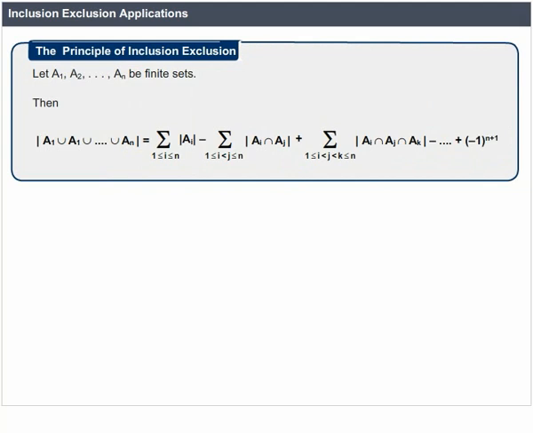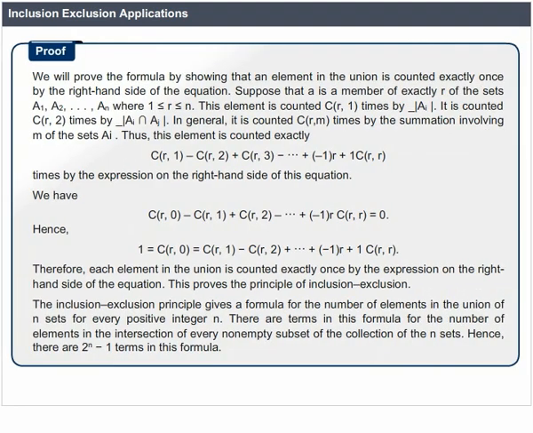Proof. We will prove the formula by showing that an element in the union is counted exactly once by the right hand side of the equation. Suppose that a is a member of exactly r of the sets A1, A2, ..., An, where 1 ≤ r ≤ n. This element is counted C(r,1) times by Σ|Ai|. It is counted C(r,2) times by Σ|Ai ∩ Aj|. In general, it is counted C(r,m) times by the summation involving m of the sets Ai.